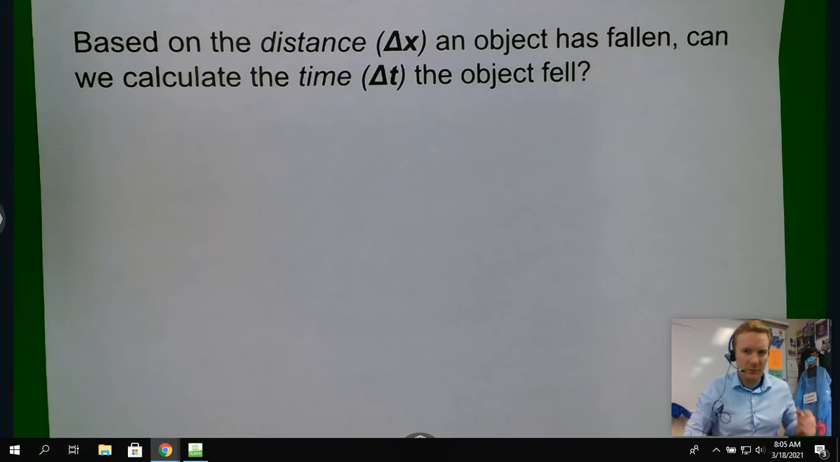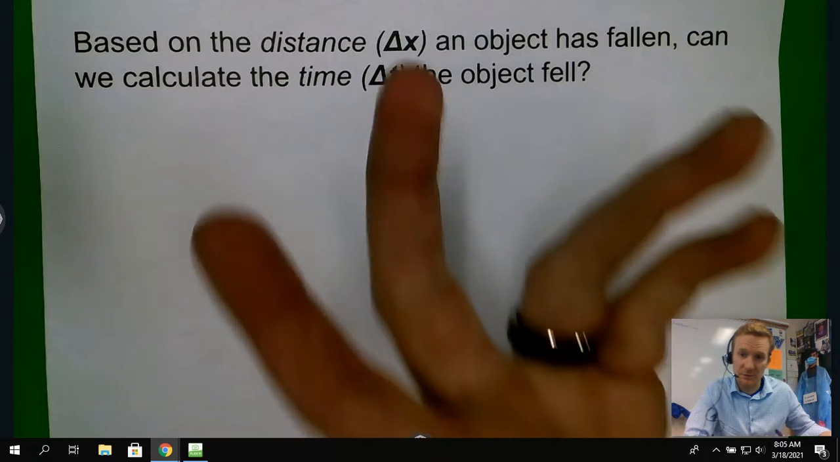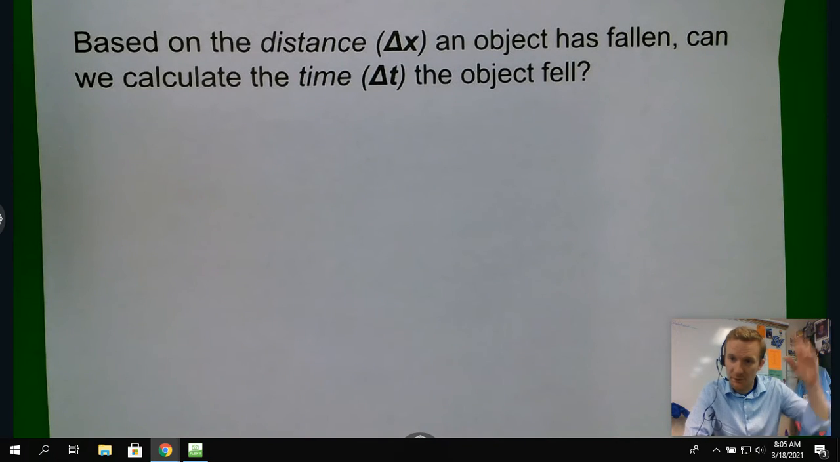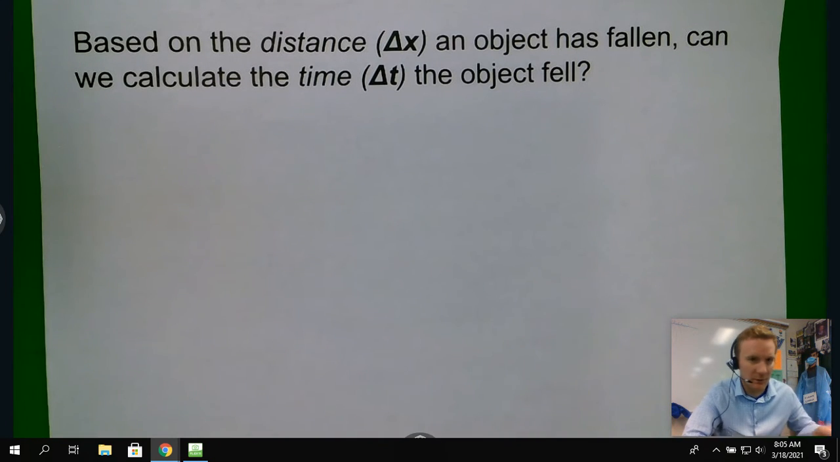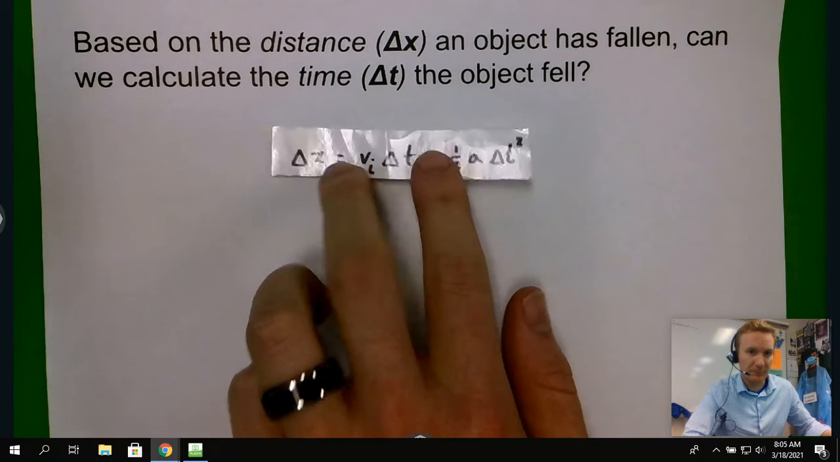All right, so if we have a question that asks, based on the distance that an object fell, so I'm dropping something from rest, if we know how far it fell, can we calculate the time that the object fell? So how long was it actually traveling? This is a really useful video, especially for working on that reaction time labtivity. So to do this, I'm just going to skip to the point here.